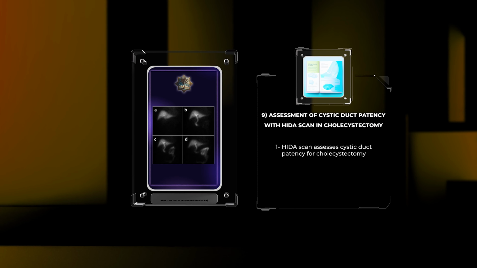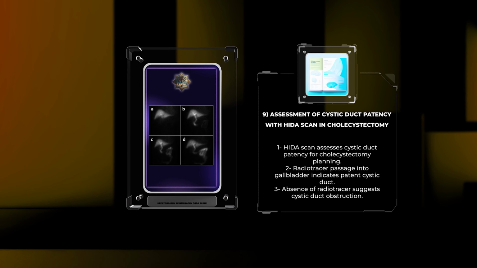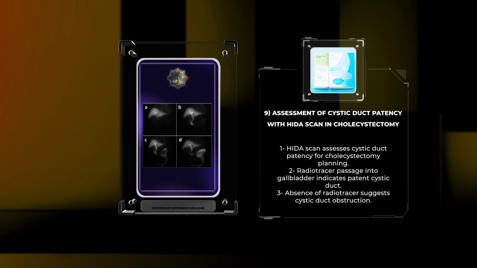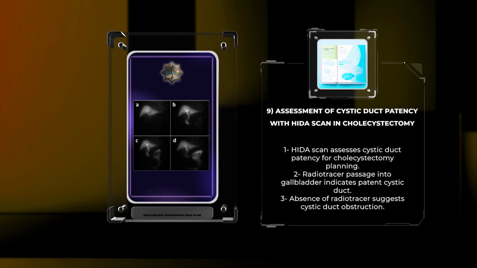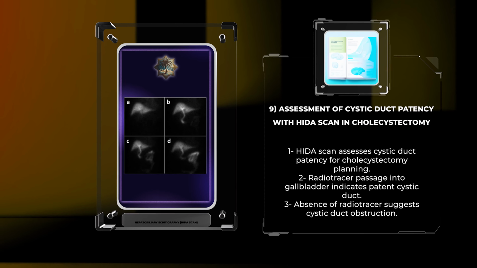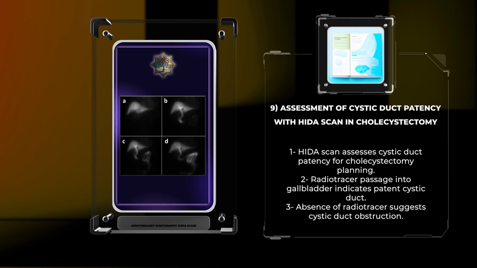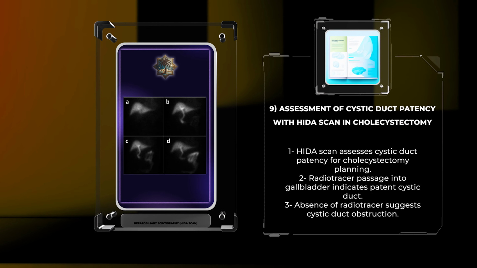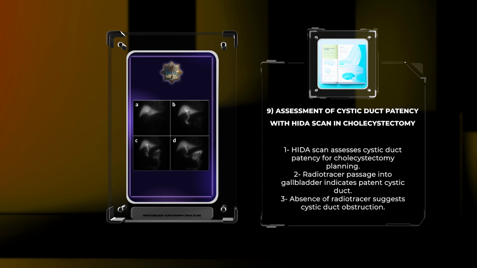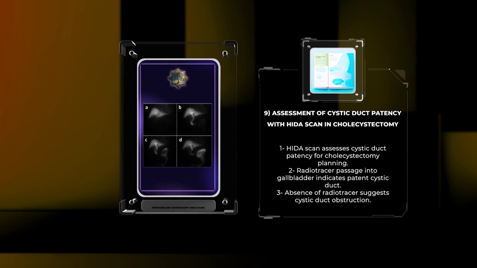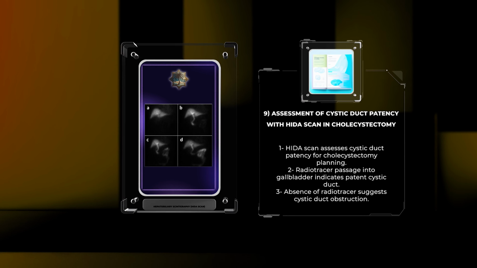The evaluation of cystic duct patency is essential in preoperative planning for cholecystectomy. HIDA scan can assess whether the cystic duct is patent or obstructed, helping in the decision-making process and choosing appropriate surgical management. If the radiotracer passes freely into the gallbladder, it indicates a patent cystic duct, while obstruction may be suspected in the absence of radiotracer in the gallbladder.